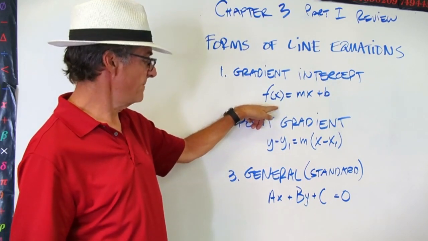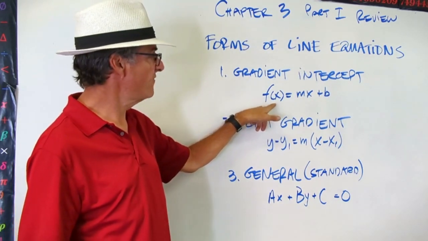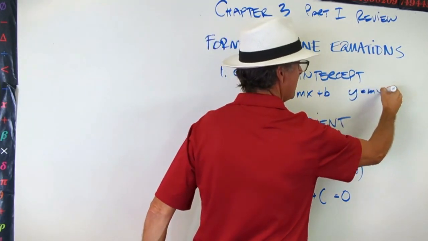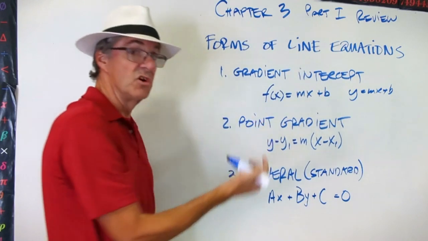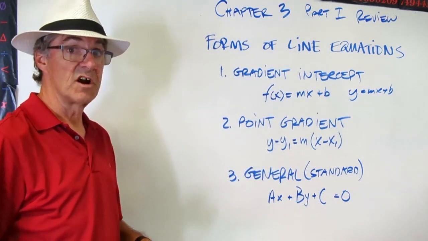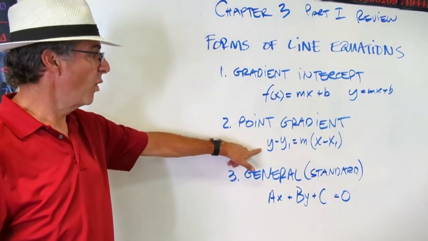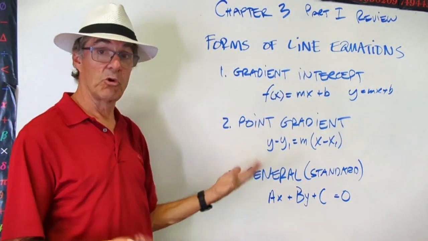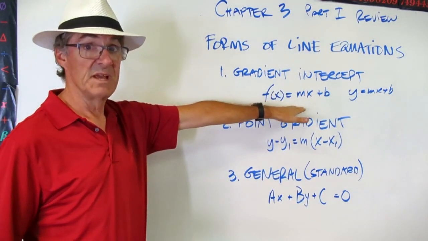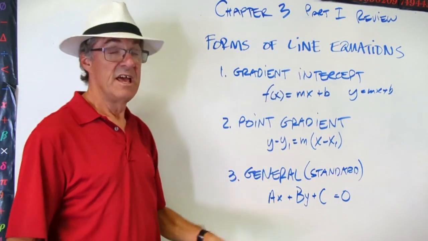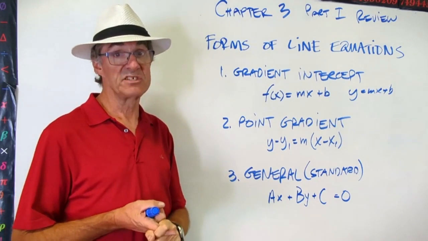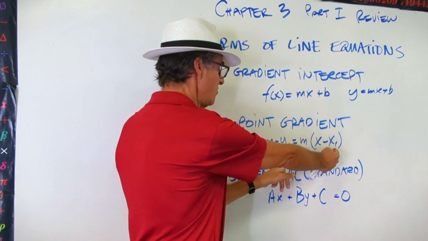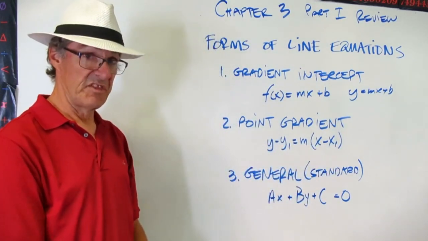Here's gradient intercept form. That's how we write that. f(x) = mx + b. We could also write just y = mx + b. This is function notation. We spent a while looking at functions so far this year. Second one is point gradient. So this one is if I tell you the y-intercept and the gradient, you can write that equation without doing any calculating. This one, if I tell you any point that the line passes through and the gradient, you can plug that in. Gradient goes here, and the x1, y1 of that line equation goes there.